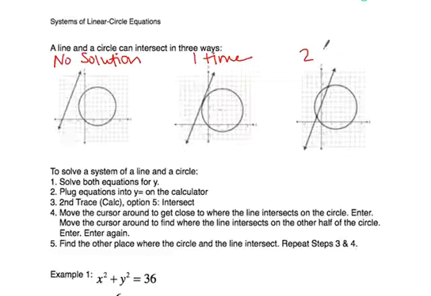The third way is they can cross 2 times. And so this one crosses here and here. This is a line that we call a secant line, and you can tell that there are 2 distinct places where the line crosses the circle.